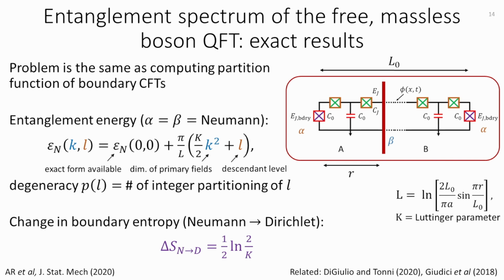And then we can compute the change in the boundary entropy as you go from Neumann boundary condition to Dirichlet boundary condition here. And you can show this number is 1/2 log 2 over k. If you set k equals 1, you recover Affleck-Ludwig's boundary entropy for the Ising model.